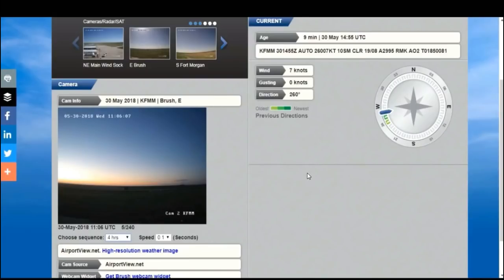We're going to be looking at airportview.net. Brush east, date on the video 30th May 2018.